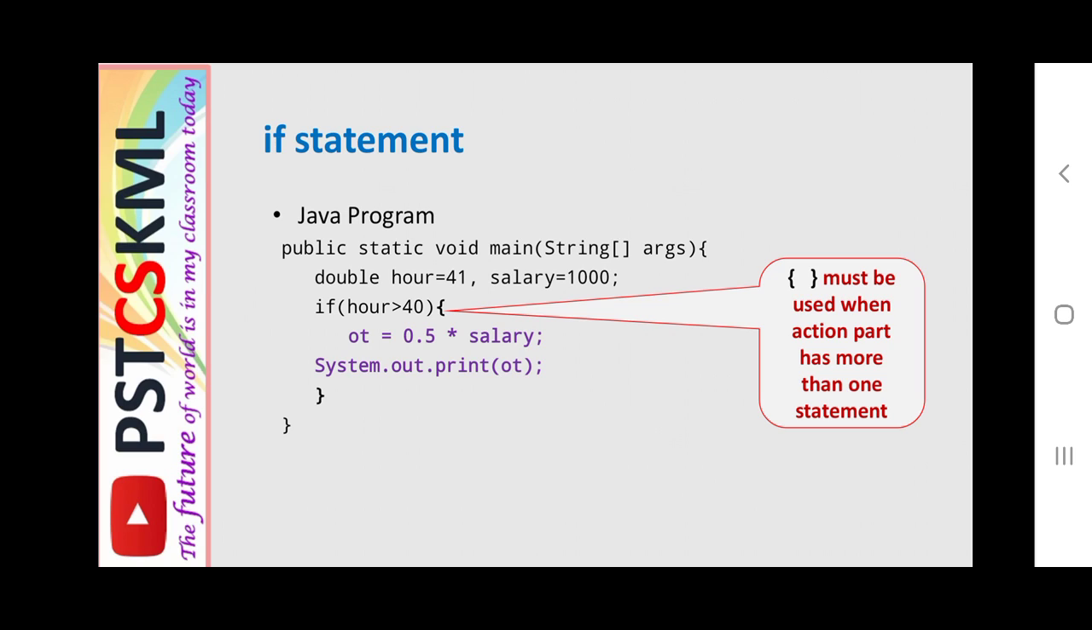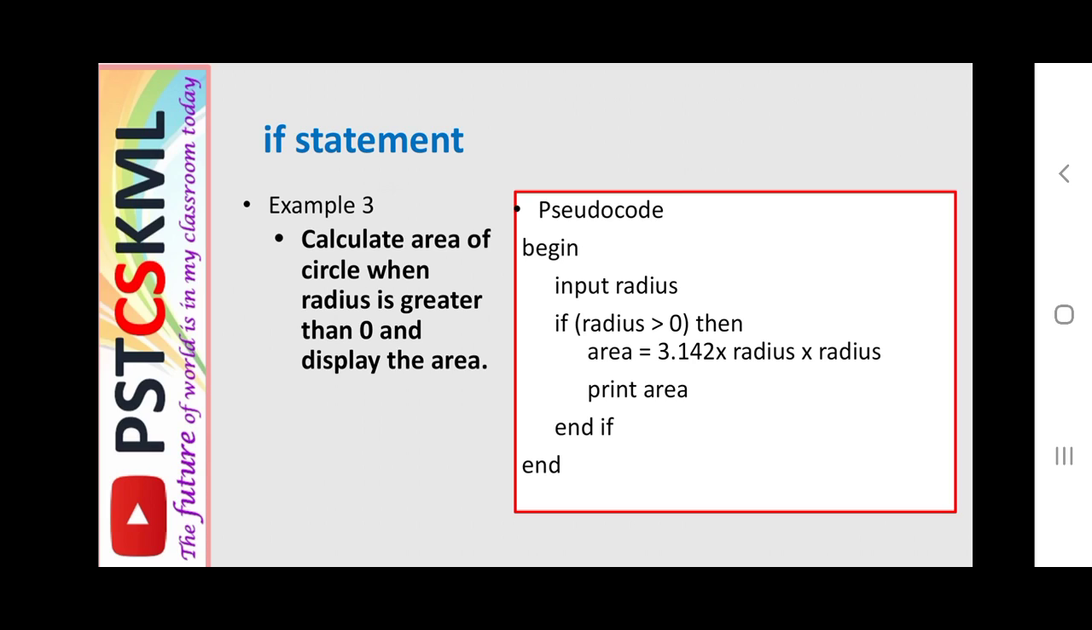So it means that all your statements will be in one block, so your if hour is more than 40 will be in one particular block. So there is no chance for you to override, or for your data to move forward to the if else statement. Okay, next we go for the third one. Calculate area of circle when a radius is greater than 0 and display the area. Okay, you input your radius. If radius more than 0, then find the value, then you print the area, and end if.